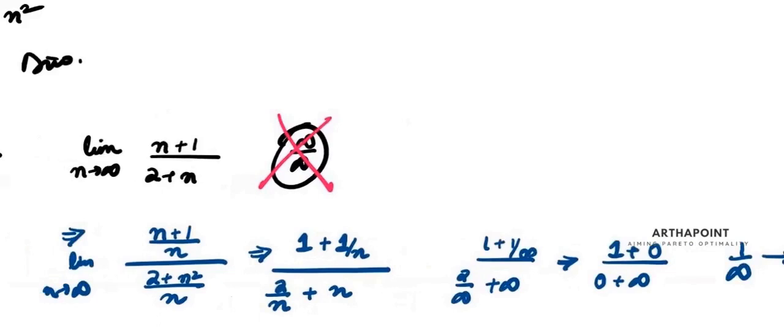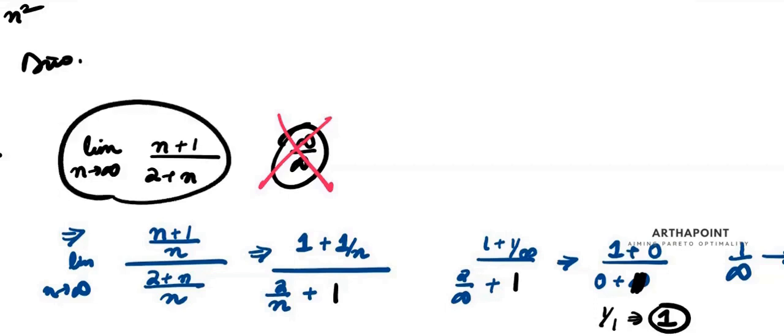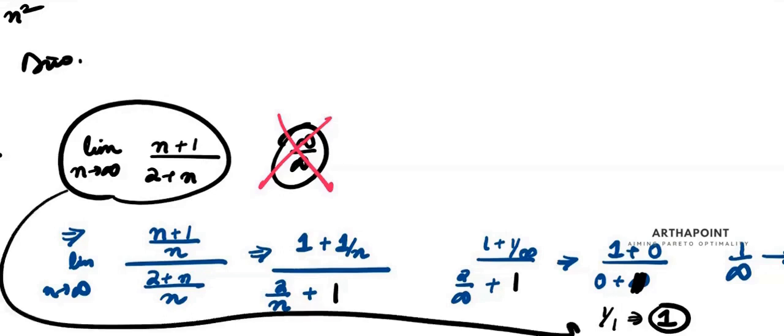Suppose this is n, and here also you have n. This becomes 1, and here also you will just have 1. So 1 by infinity is 0, 2 by infinity is 0. So you will get the answer as 1 by 1, which will be 1. So we are saying that as you keep on increasing n, this sequence will converge towards 1.